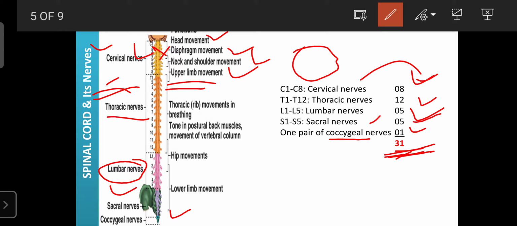Okay, so next, regarding the functions related to the thoracic spinal nerves. These thoracic spinal nerves arise from the thoracic region, or from the thoracic vertebral column.